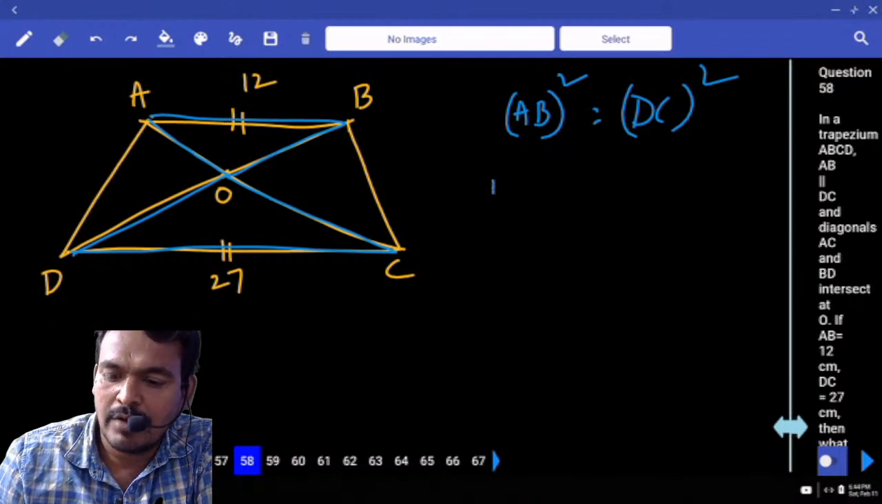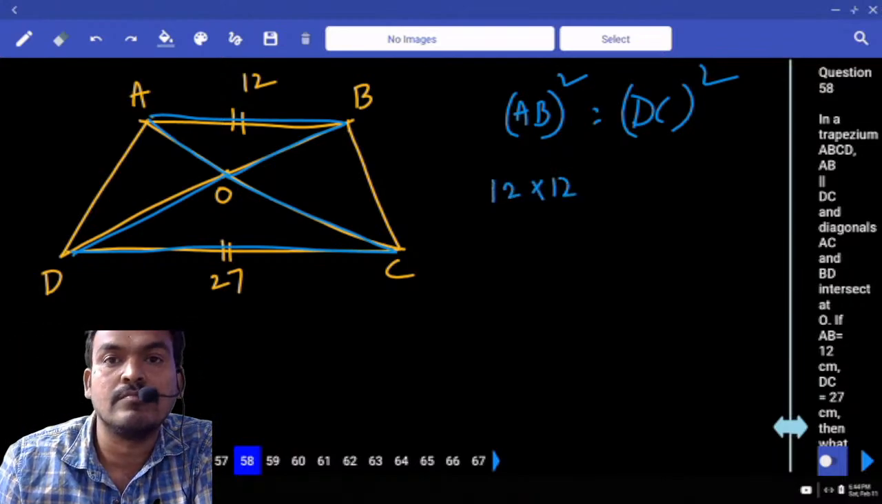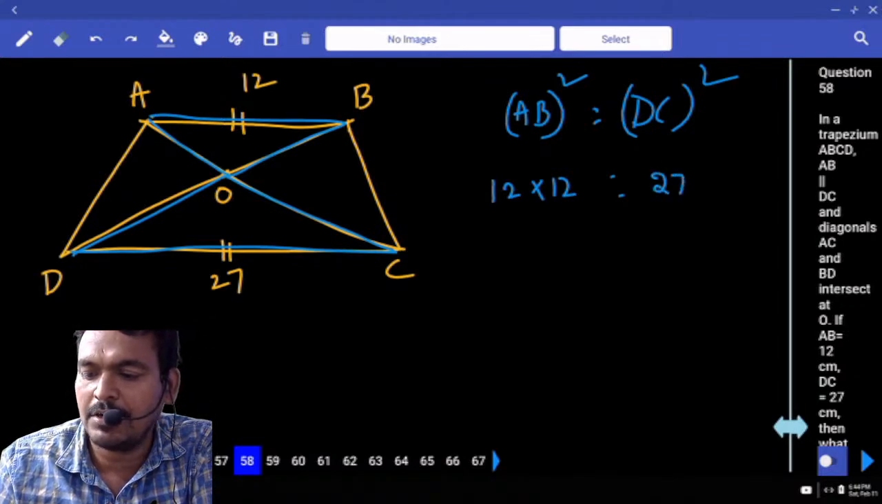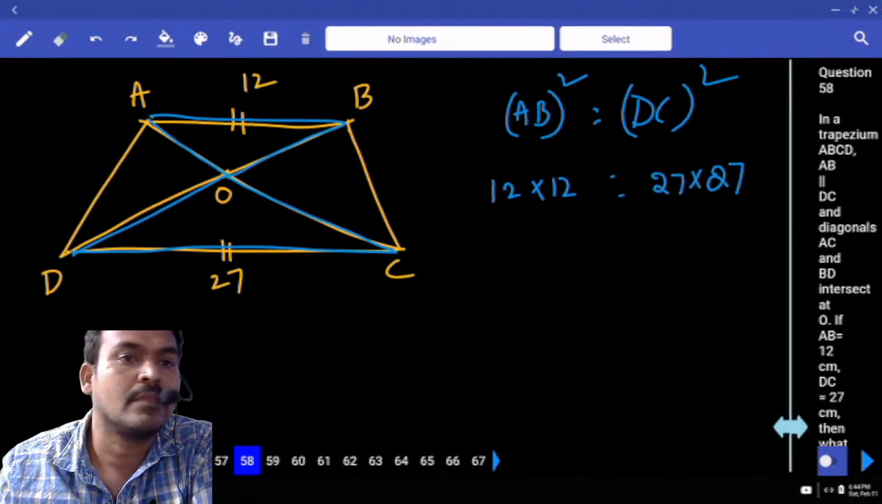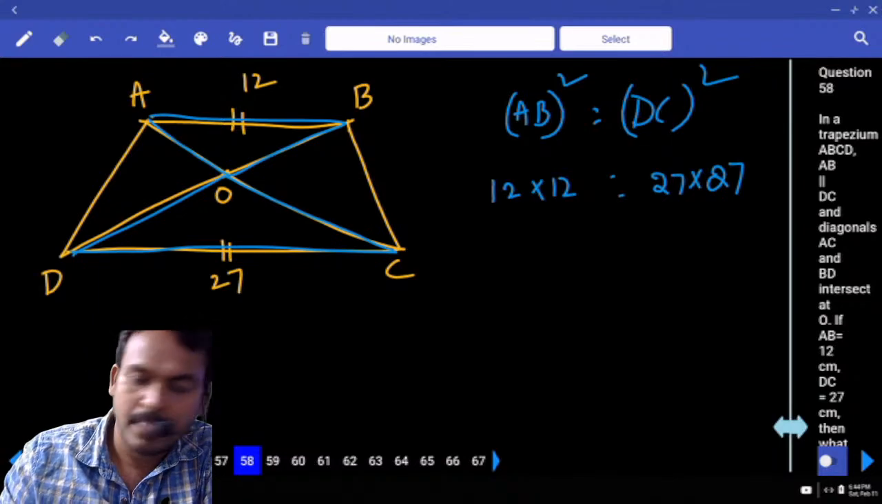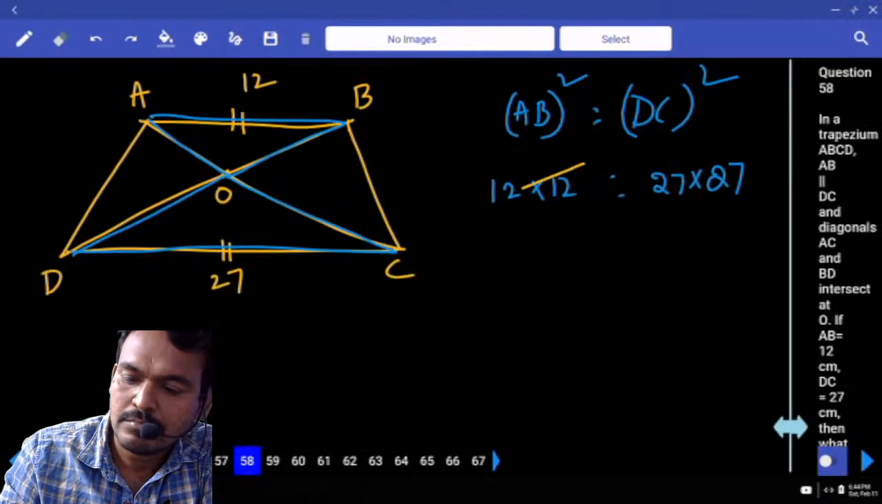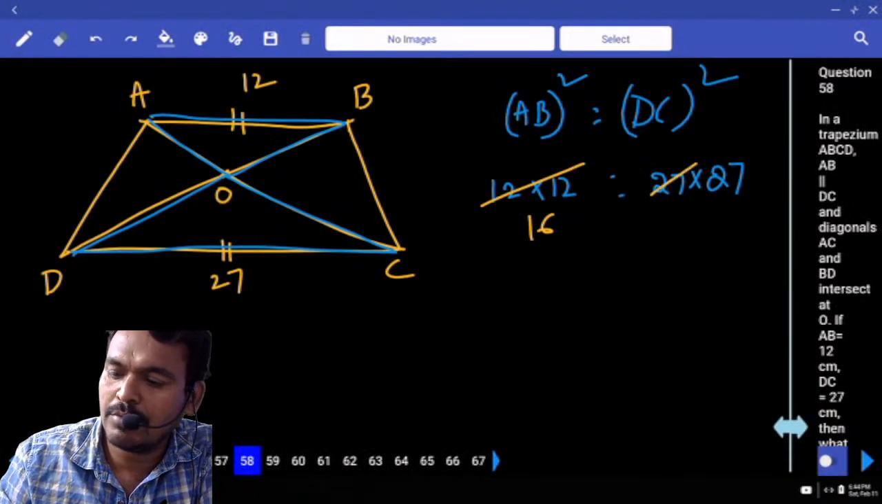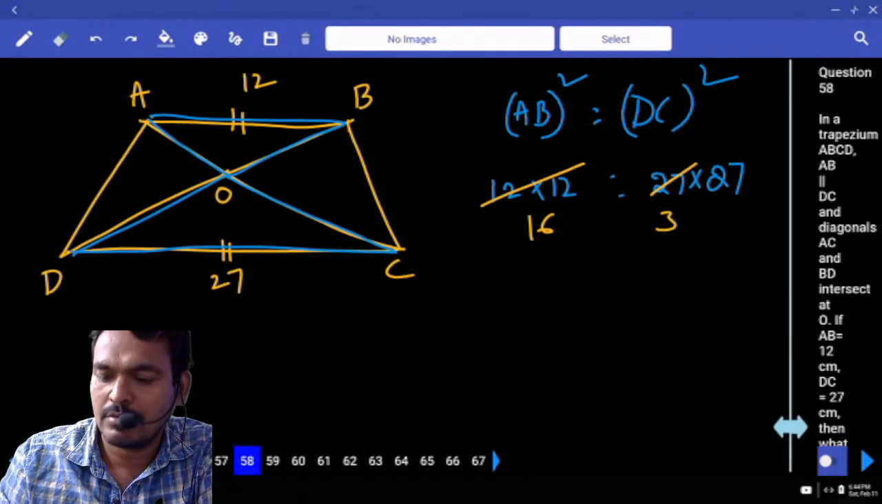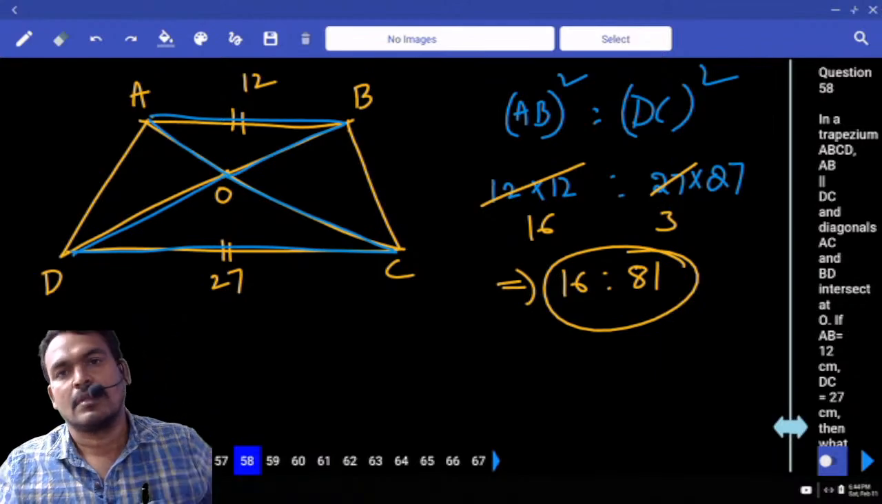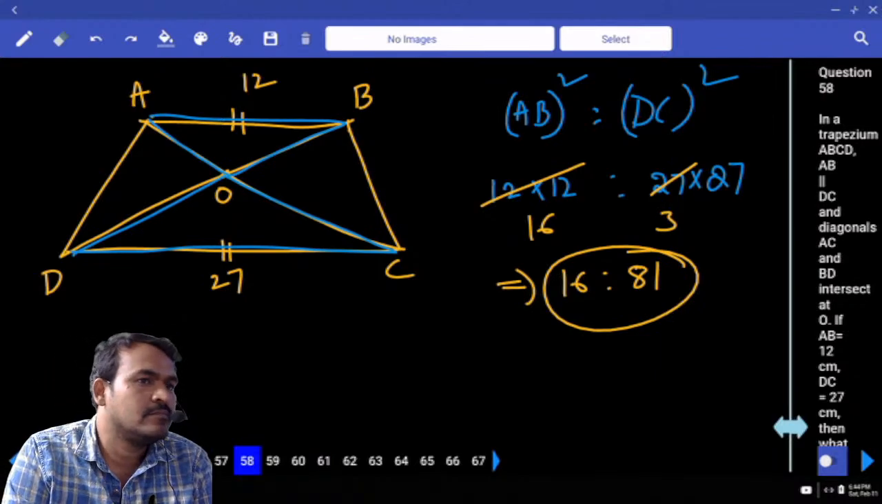What is the AB value? 12. 12 square means we write 12 into 12 or not? What is the DC value? 27. Then we write 27 into 27 or not? Okay. 9 how many times 144? 16 times. 9 how many times 27? 3 times. What is the answer? 16 is to 81. Similar triangles or not?